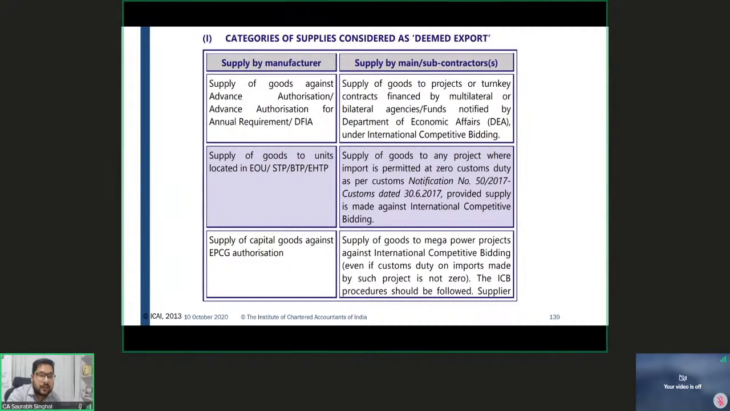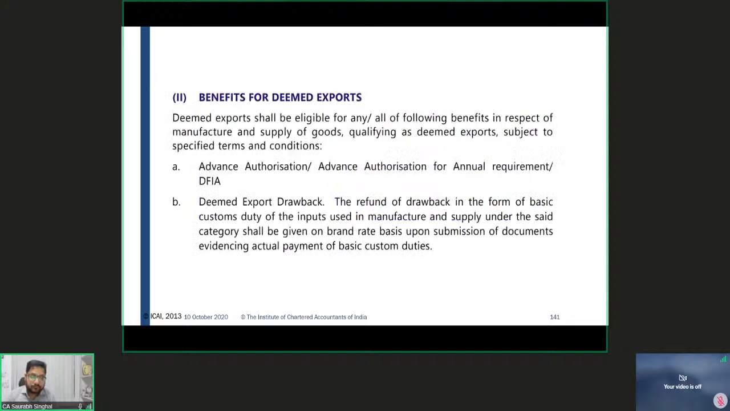And what will be the benefit? The benefit will be that I will be eligible for drawback. I will be eligible for drawback like a proper exporter. I will be eligible for refund of taxes on my outward supplies because I am supplying to a person who will ultimately export. So we will look at the benefits of becoming a deemed exporter. What are the benefits? Advance authorization for annual requirement, DFIA, deemed export drawback.